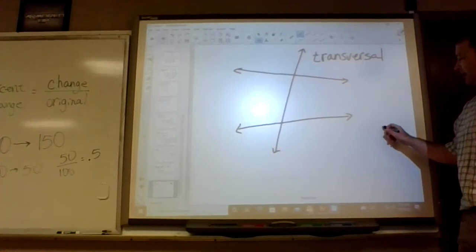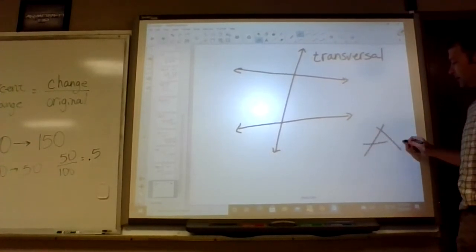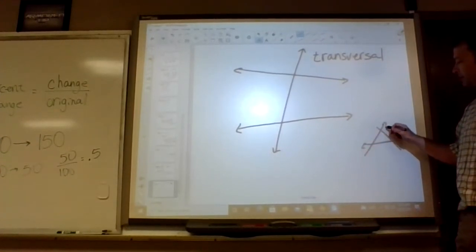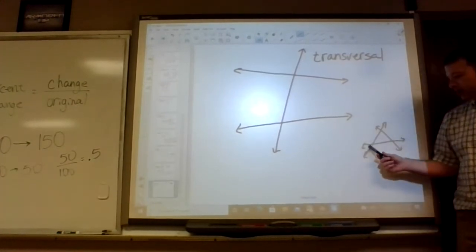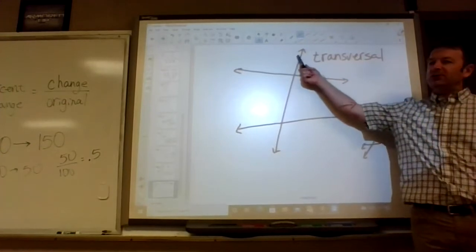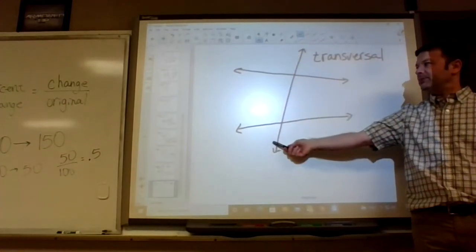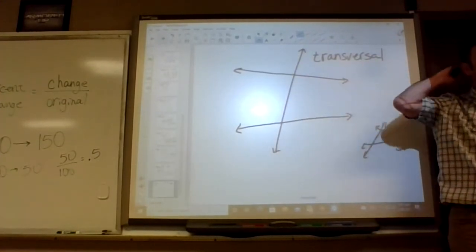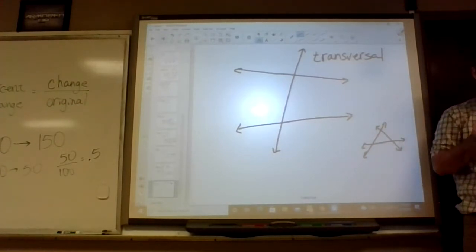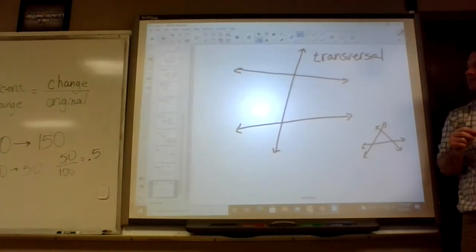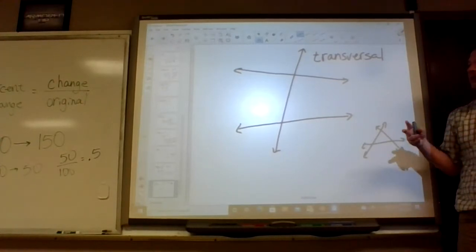If you draw it like this, all three of those lines are transversals, because they're crossing two other lines. Most of the time in this chapter, the picture will look something like this. The one going up and down is the transversal, but the ones going left and right are not, because they're only going through one line, as far as we can see.